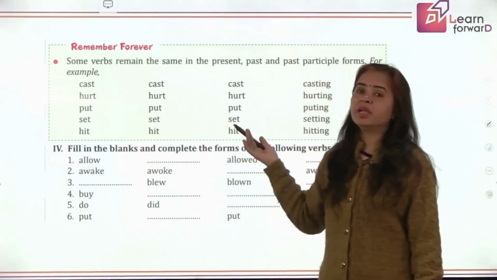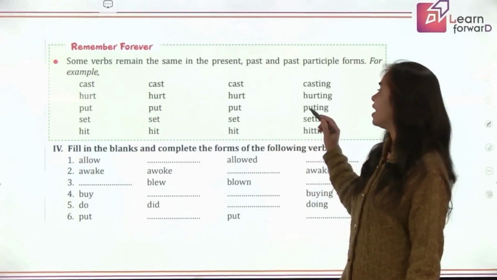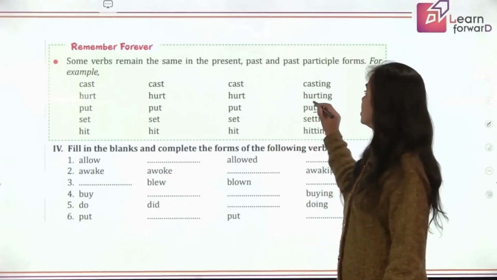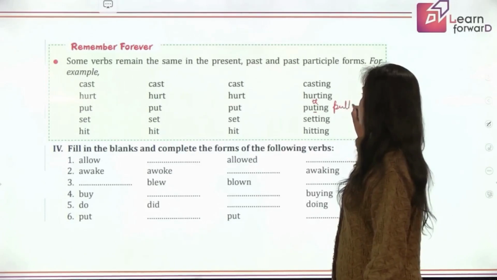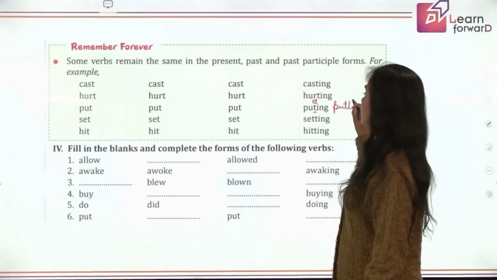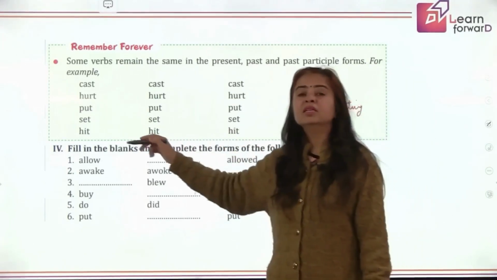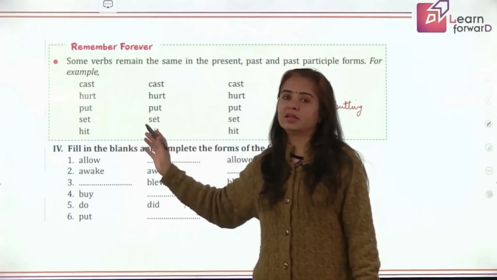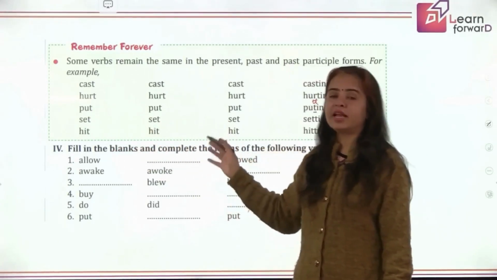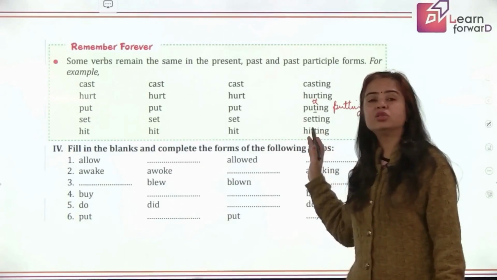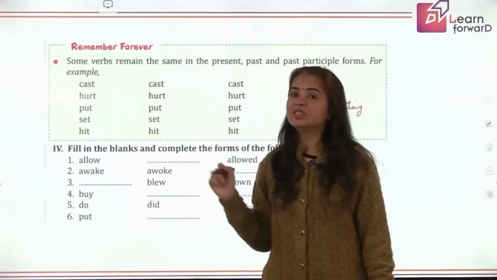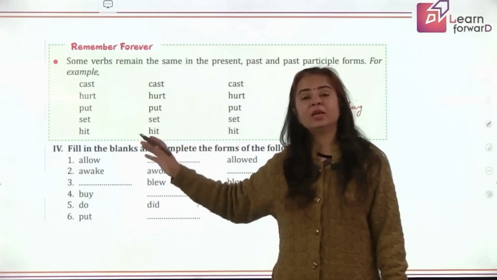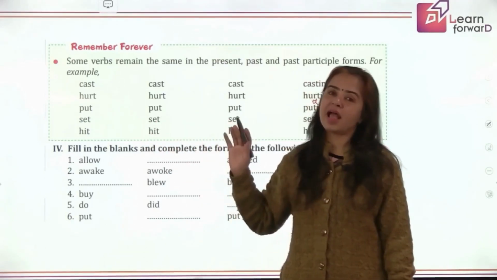And when we make it putting, we repeat the last letter t. This is double t here, please. P-U-double-T-I-N-G, putting. Similarly, set remains set. Set, set, set. And ing is added, so t gets repeated. It is setting, right? No, it is not with sit. Sit in the past changes to sat, okay?